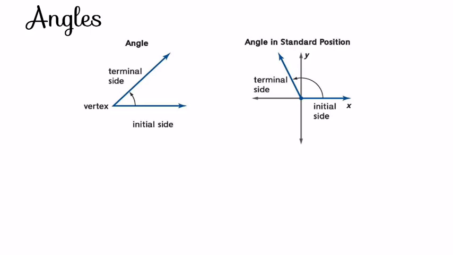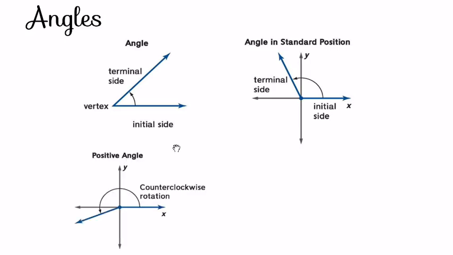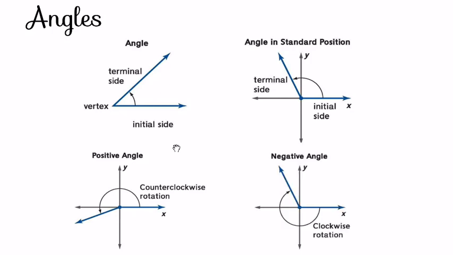So when we talk about an angle in standard position, we're going to position our angle so that the initial side is on the positive x-axis, and then the terminal side is going to be somewhere else on the coordinate plane. Okay, so at standard position, the initial side is on the positive x-axis. When we measure an angle, we're going to measure counterclockwise from that initial side. That will give us a positive measurement. If I measure clockwise from the initial side to the terminal side, then that would be a negative angle. Okay.